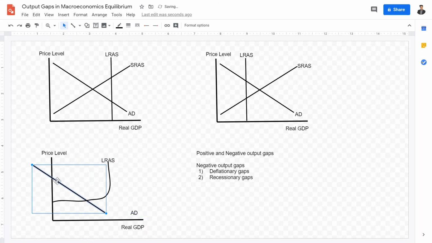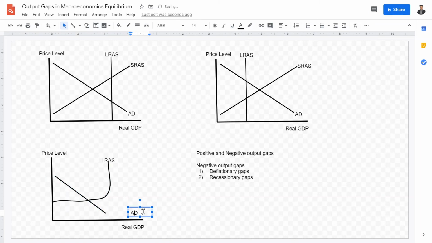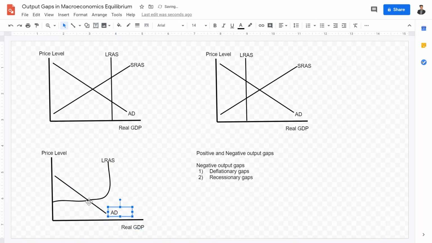And what does a positive output gap look like? It looks like this. When the aggregate demand is intersected at the horizontal place, that's the Keynesian interpretation. However, when a test asks you to illustrate output gaps in graphic form, either positive output gaps or negative output gaps, which is also synonymous with deflationary gaps or recessionary gaps, I really strongly recommend you use the classical interpretation and not the Keynesian interpretation.